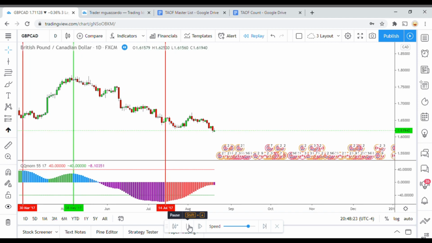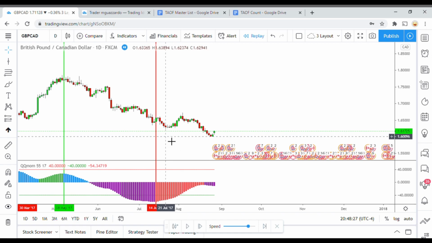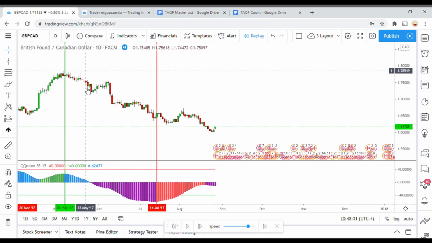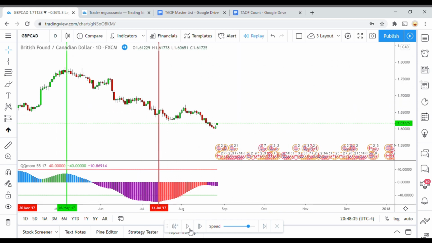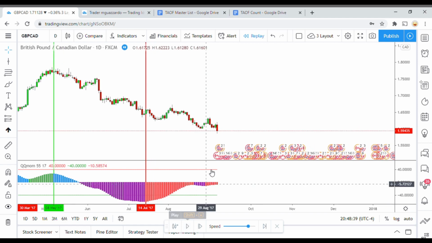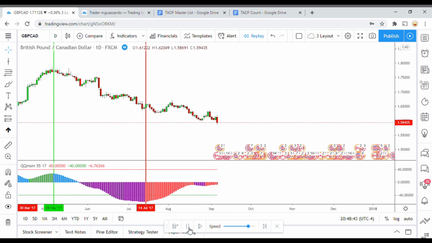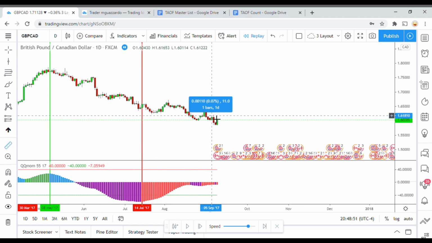Let's see if it's going to give us any more. Nope. Went ahead and pushed its way down pretty strong. And now again, we've had a lot of movement to the downside at this point, and so surely it's got to be running out of momentum. Let's see what it does. We pick up a long signal right there.